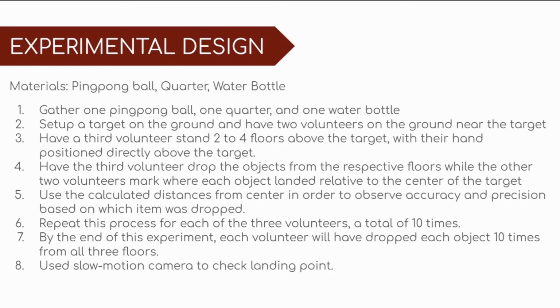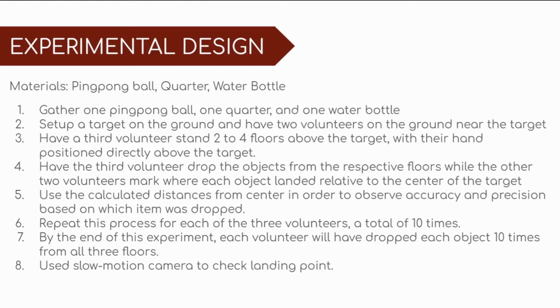So basically, to describe our process, a volunteer would stand 1 to 3 floors above the ground level and outstretch their hand above the target, and the 2 other volunteers would be on the ground level, marking where the object landed relative to the center of the target and observing the accuracy and precision for each object.